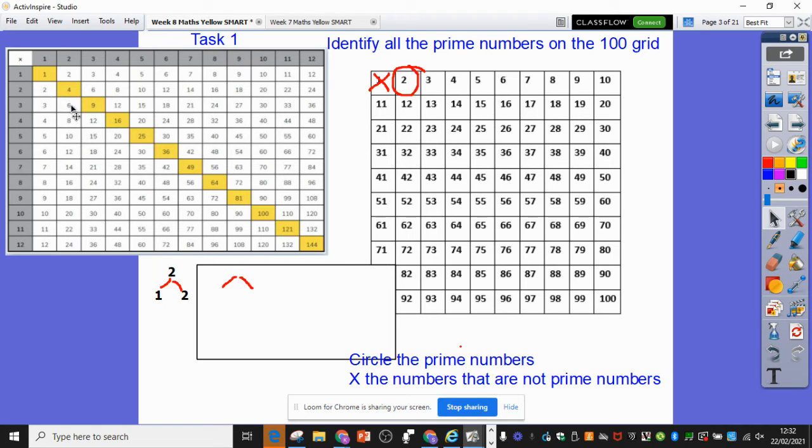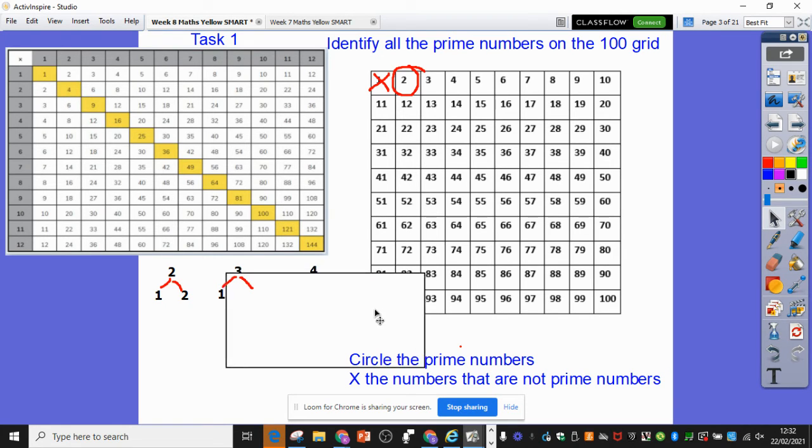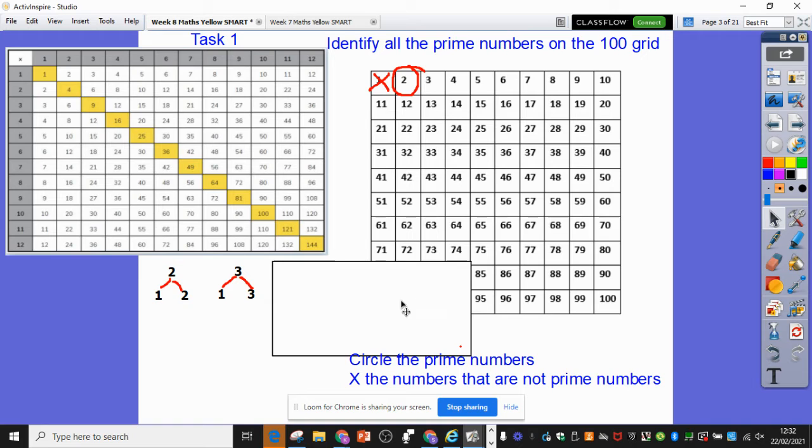So that's the same. So I know here now that 3 has got two factors. Therefore, 3 is also a prime number because it hasn't got any other factors. So I can circle that. Okay, so then I come to 4.